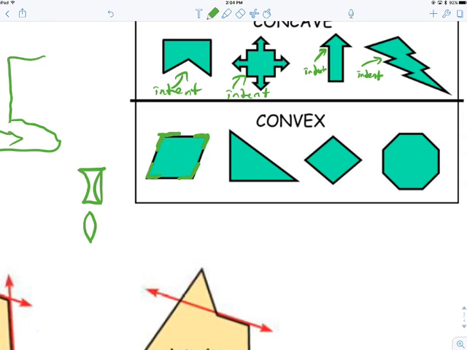There is a more rigorous definition that I'll mention in a second, but the easy way I like to think about it is a cave is a hole in or an indent in, and convex has every single corner poking outwards, poking out, out, out. Every single corner poking out versus having indents.